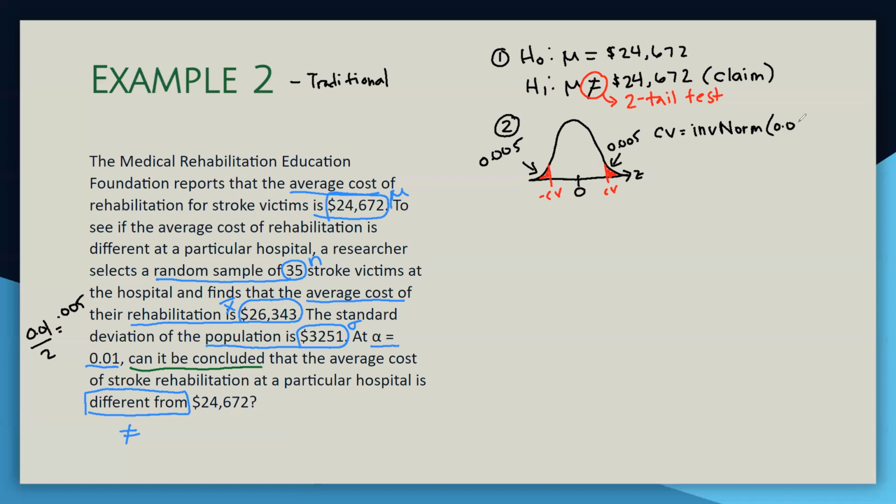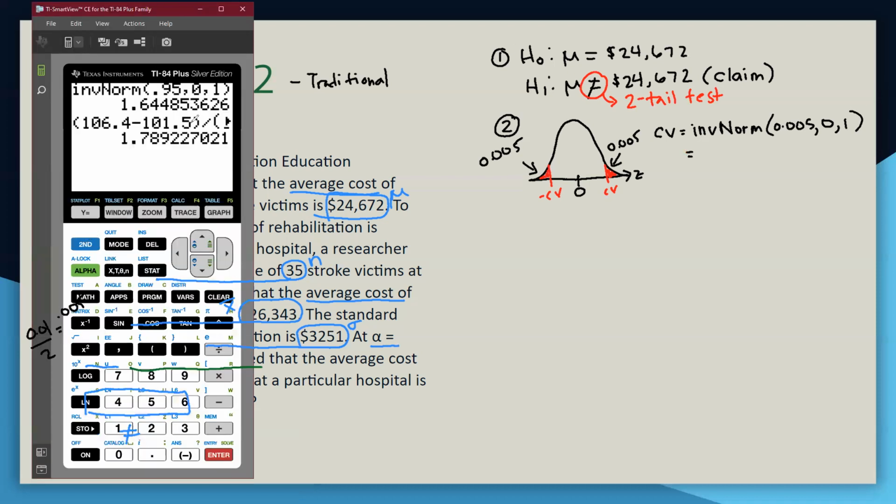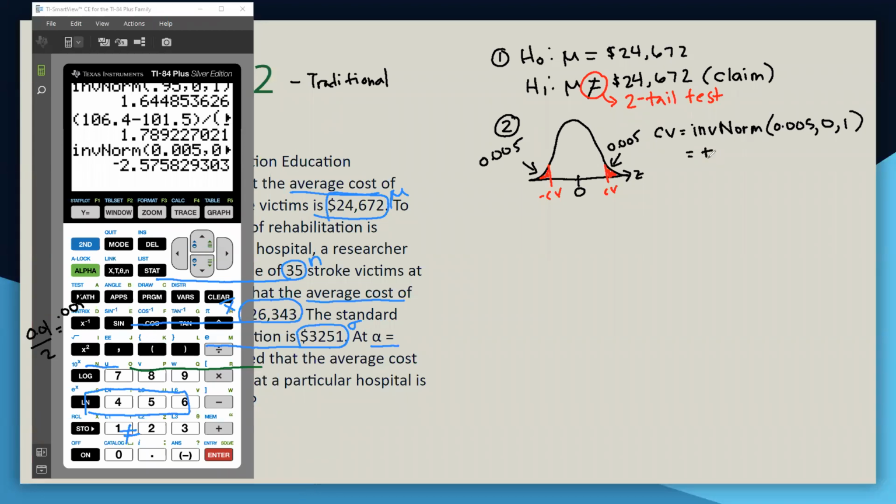So 0.005. We'll pull up our TI calculator really quick. Second VARS is inverse norm. And we get negative 2.58. I round that to 2 places. I'm going to write plus or minus 2.58 because I know that that negative value has a matching positive value.